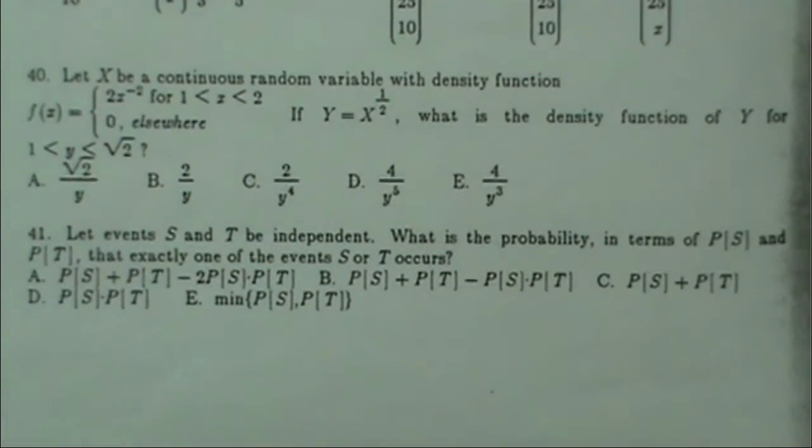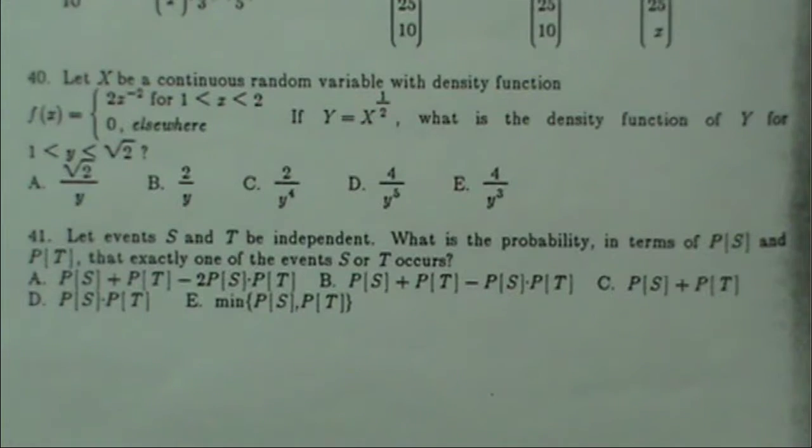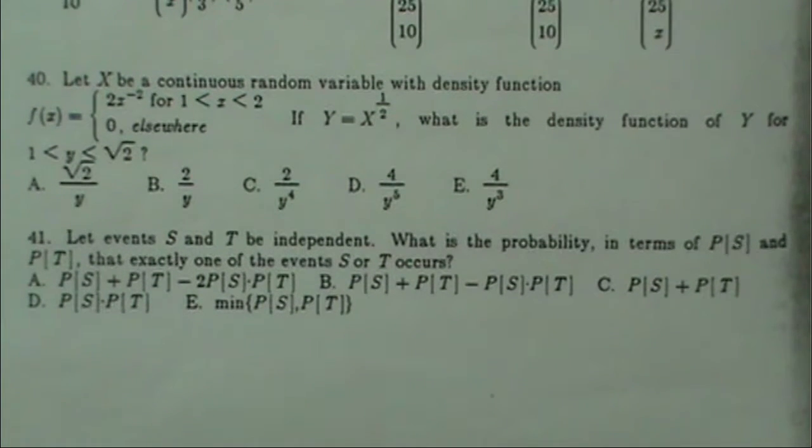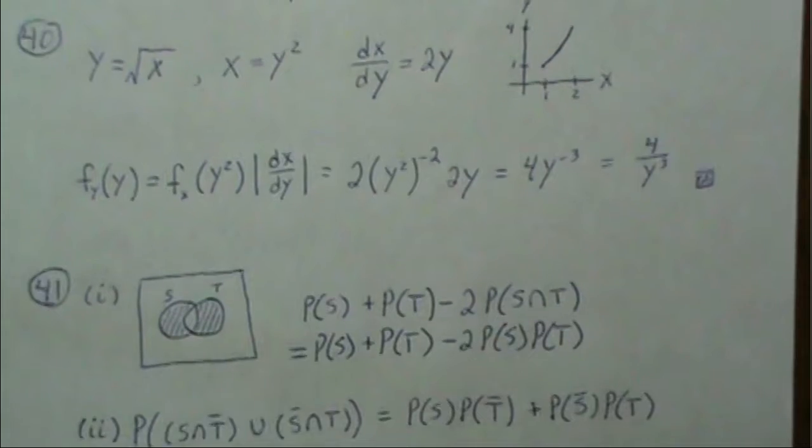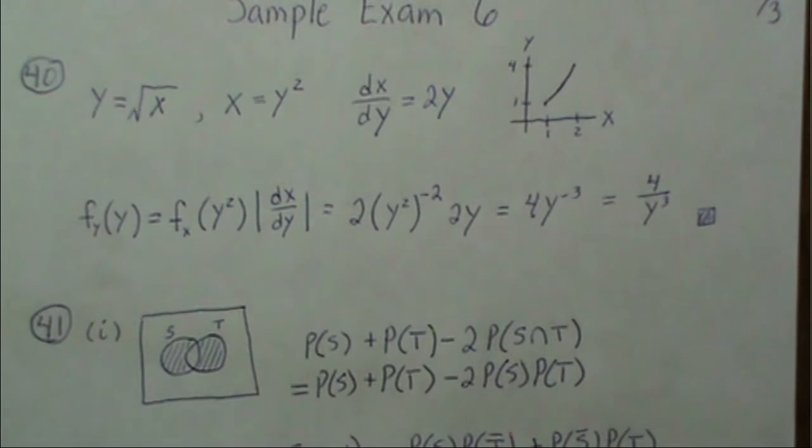Number 41, let events S and T be independent. What is the probability, in terms of the probability of S and the probability of T, that exactly one of the events S or T occurs? Now, we want to find the probability that exactly one of the events occurs, but not both. And we want it in terms of the probability of S and the probability of T.